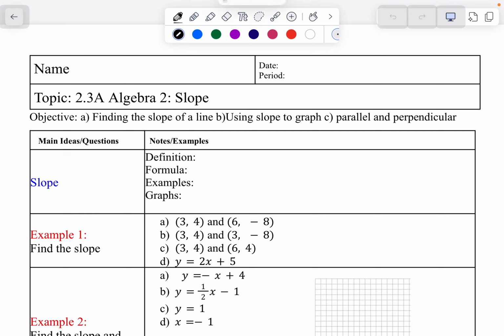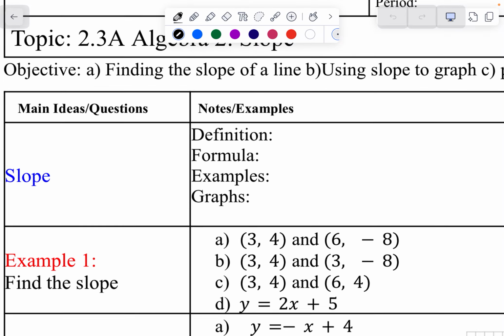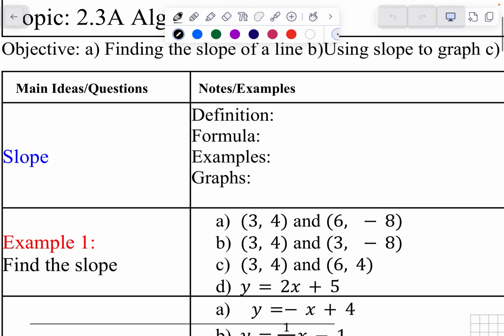Slope. We've mentioned slope before, but we haven't completely dived into everything there is about slope. So there's kind of four little things I want to talk about as far as slope goes. First, let's talk about the definition. What is the slope of a line?